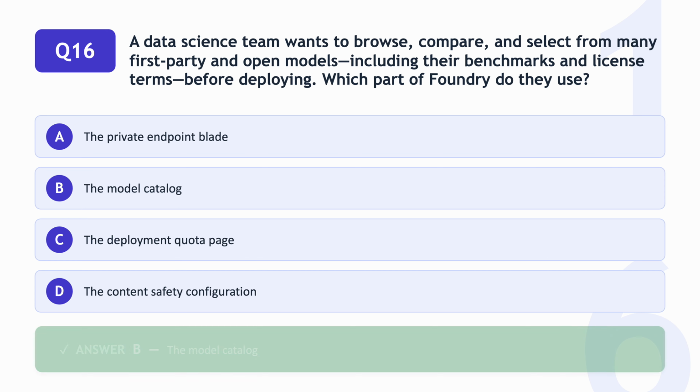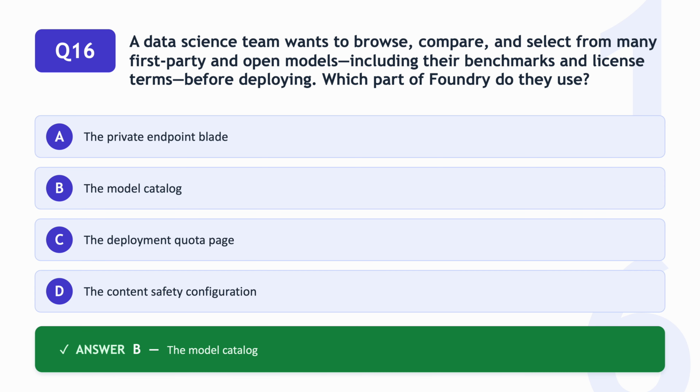Correct answer, B. The model catalog. Why B is correct? The model catalog in Microsoft Foundry is a central place to browse first-party and open-source models, compare models side by side, review benchmarks and performance metrics, evaluate cost, quality, safety, and throughput, review model details and related information before deployment, and select and deploy the best model for a use case.